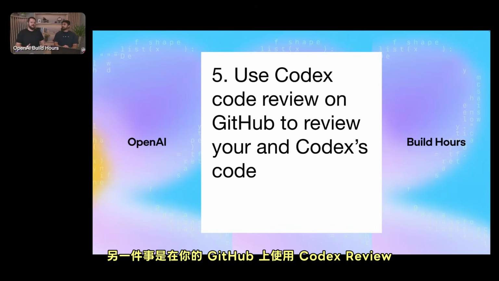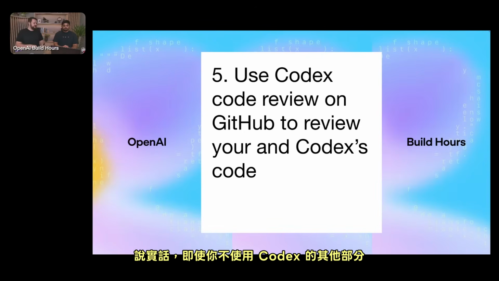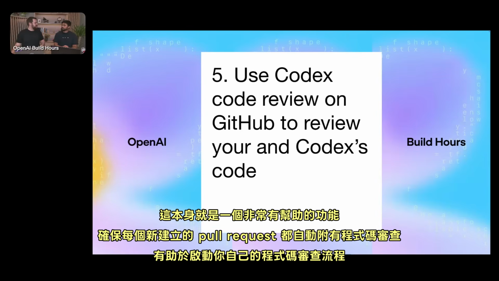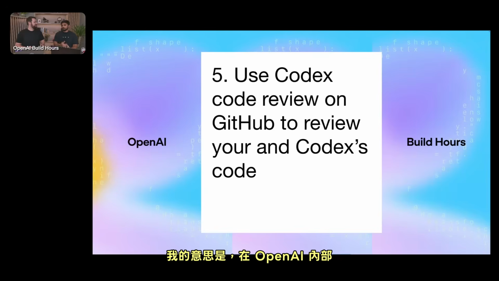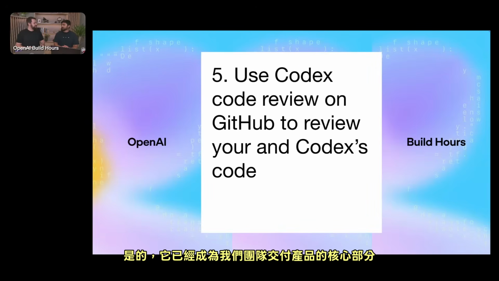The other thing is use Codex review on your GitHub. Honestly, even if you're not using any of the other parts of Codex, this in itself is a really helpful thing to make sure that every new pull request that gets created automatically has a code review attached to it that helps you kickstart your own code review even. I mean, internally at OpenAI, Codex reviews pretty much, I wouldn't say 100%, but a large chunk of our code. And it's becoming integral to how teams ship here. So definitely check it out.